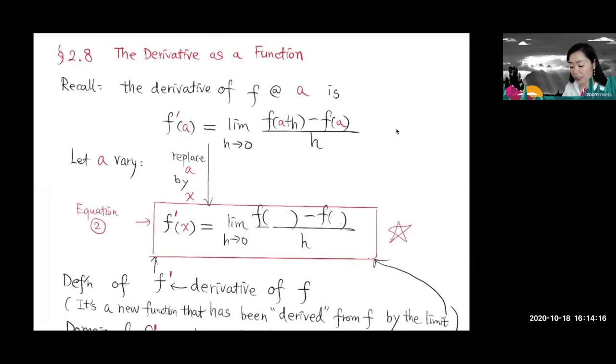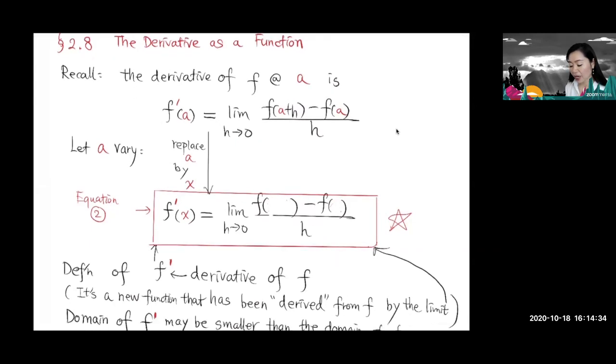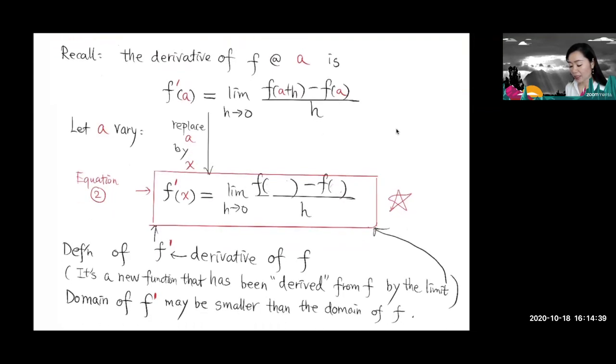2.8, the derivative as a function. So recall from 2.7, the derivative of the function f at a is defined to be the limit of this quotient as h approaches 0. Now we're going to let a vary. We're going to replace this a by x. Then this becomes f prime of x is equal to the limit as h approaches 0 of f of x plus h minus f of x, over h.